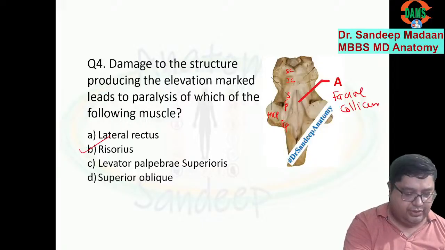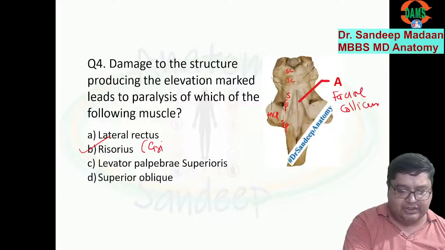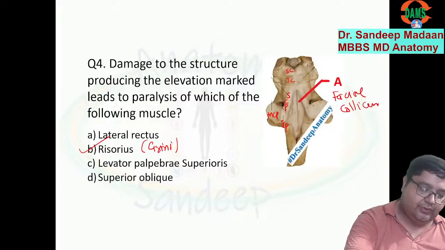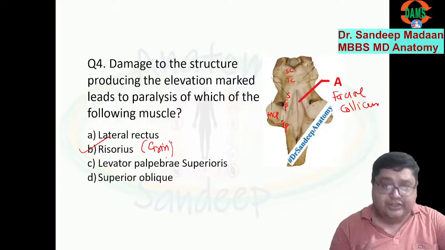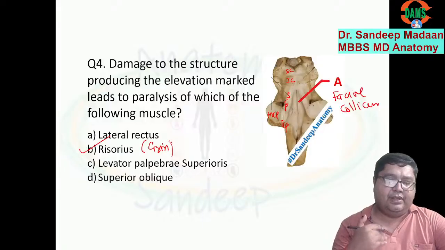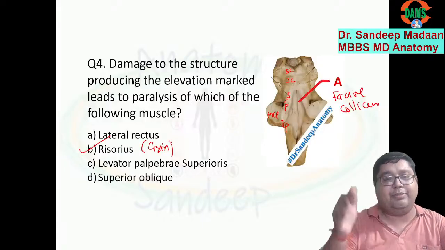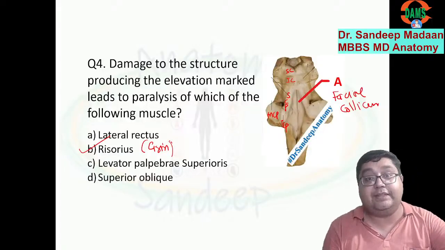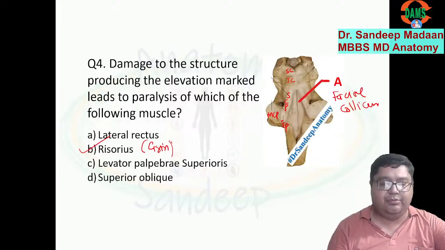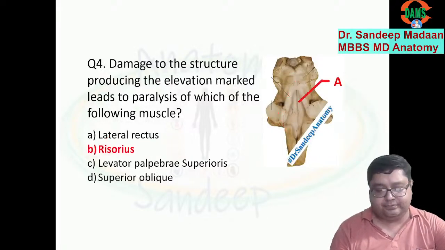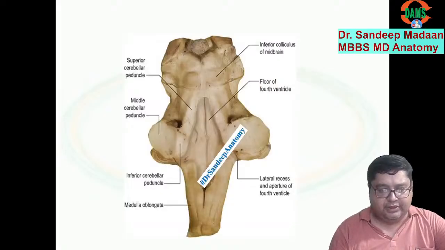So if the seventh nerve is gone, risorius will be affected, and the risorius is nothing but the muscle of grinning, which is a facial expression, right? Muscle of grinning. So we can say that will be gone. If they change the language of the question, suppose they say, if the structure deep to the marked elevation is gone, who is deep to it? That is the sixth nerve nucleus. Then we will mark lateral rectus as the answer. I hope that makes sense now. Yes.